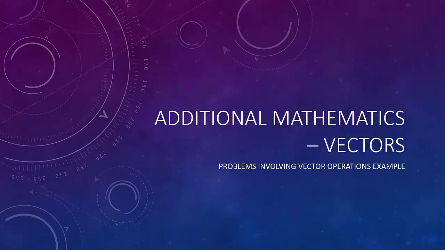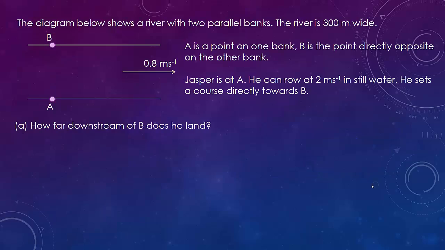Problems involving vector operations example. The diagram below shows a river with two parallel banks. The river is 300 meters wide. So this is 300 meters.